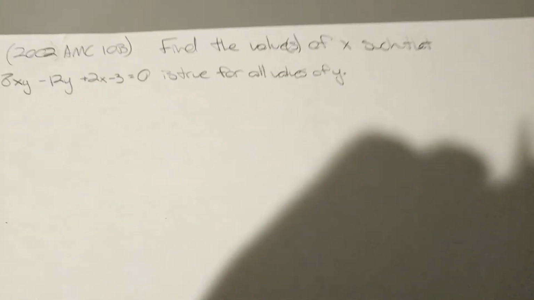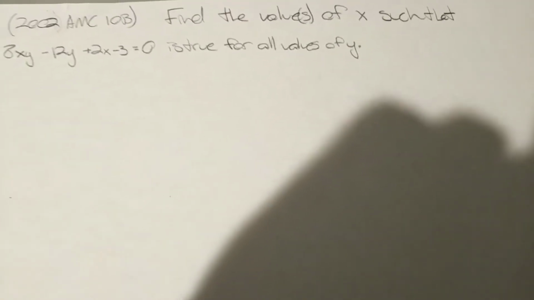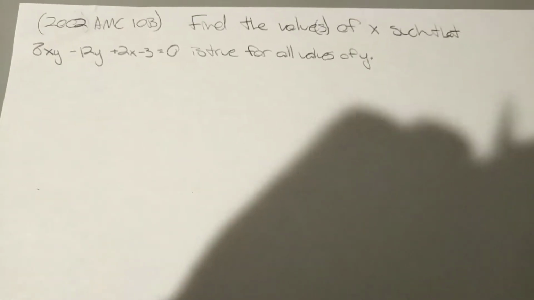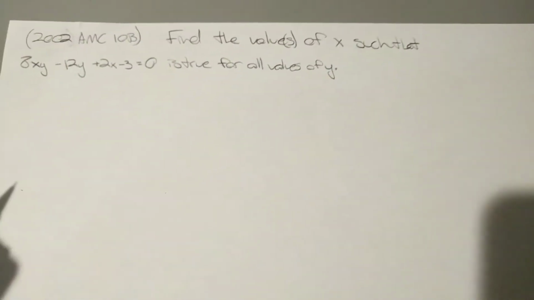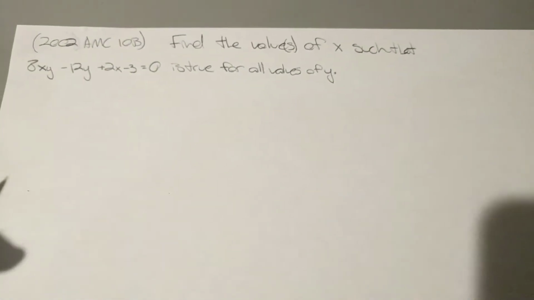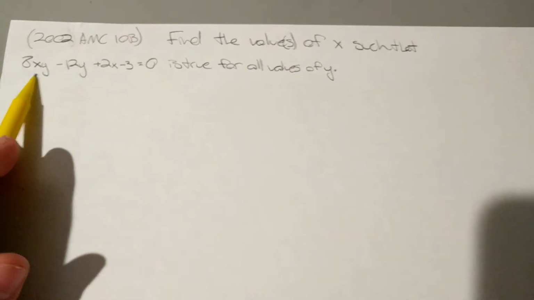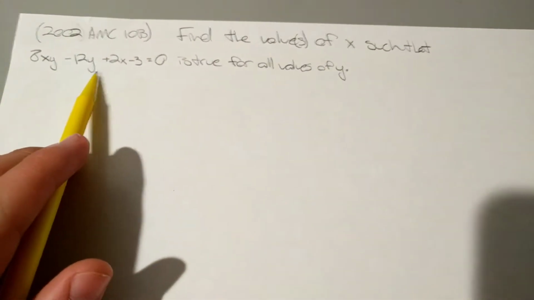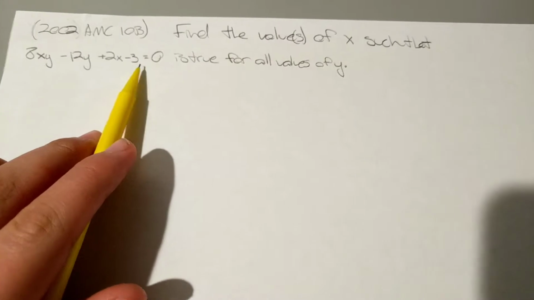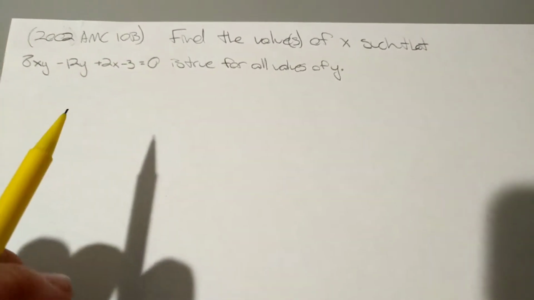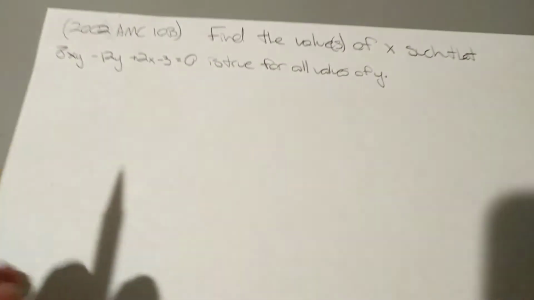Hello, I'd like to share a problem from 2002 AMC 10B. This is also in the AMC 10 preparation book that I've been doing a lot of problems with. Okay, the question goes: find the value or values of x such that 8xy minus 12y plus 2x minus 3 equals 0 for all values of y.